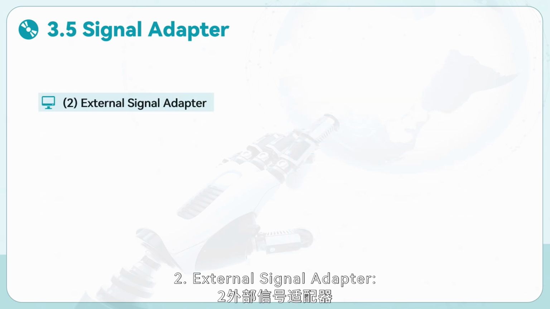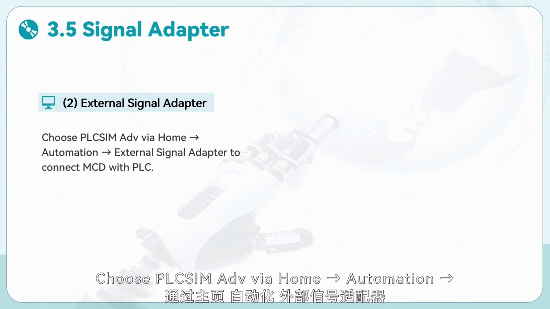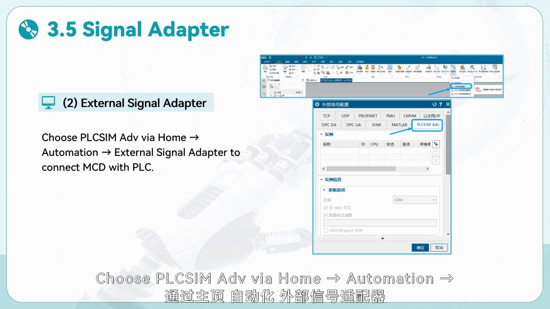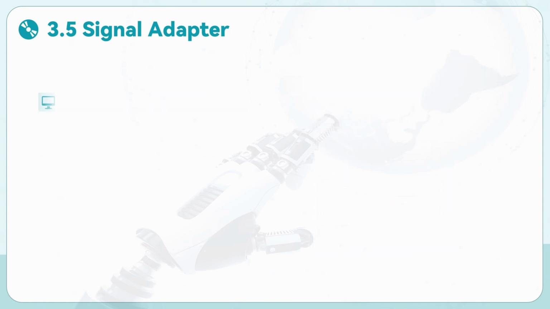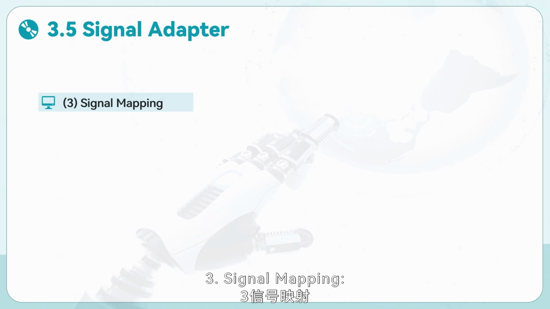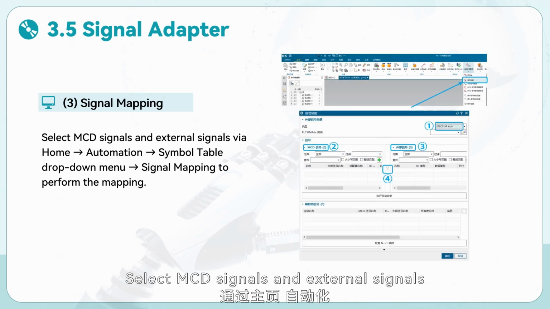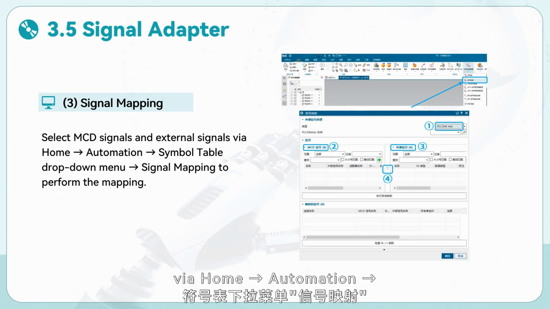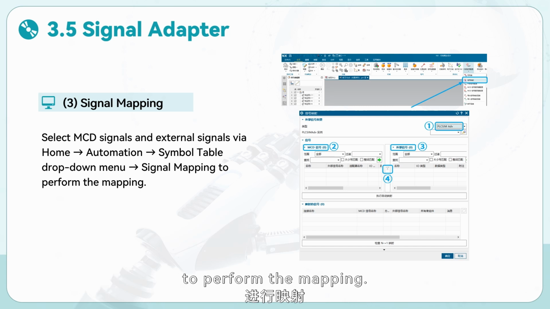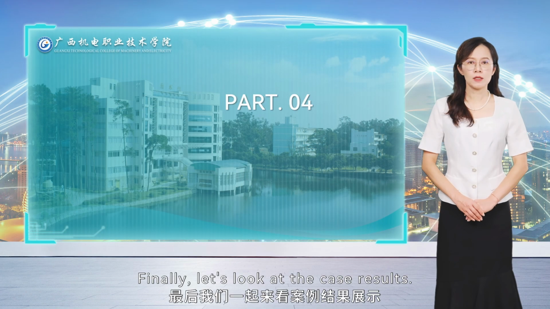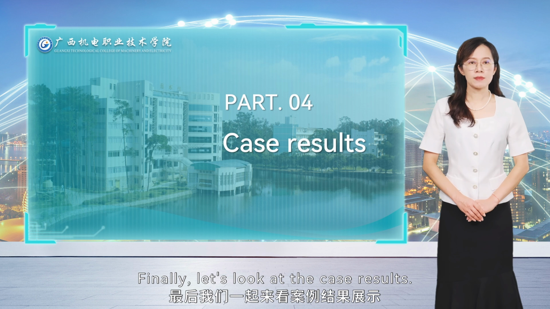2. External signal adapter. Choose PluximADV via Home, Automation, External signal adapter to connect MCD with PLC. 3. Signal mapping. Select MCD signals and external signals via Home, Automation, Symbol table drop-down menu, Signal mapping to perform the mapping. Finally, let's look at the case results.